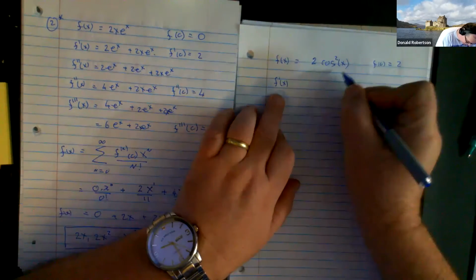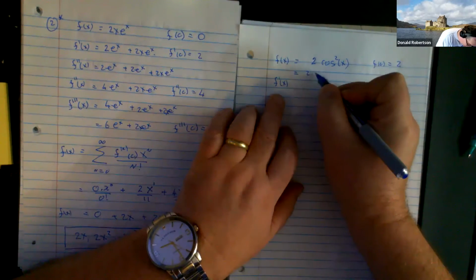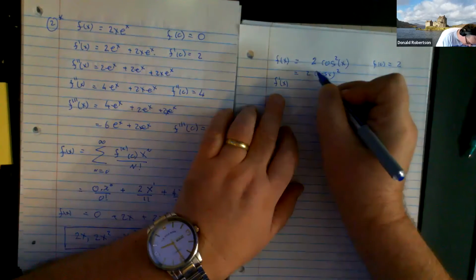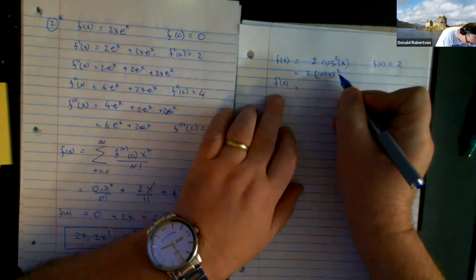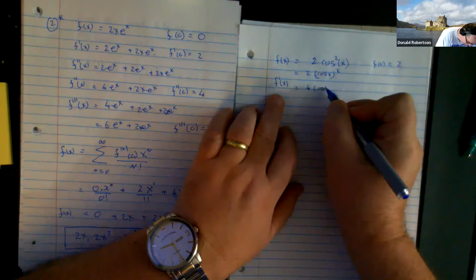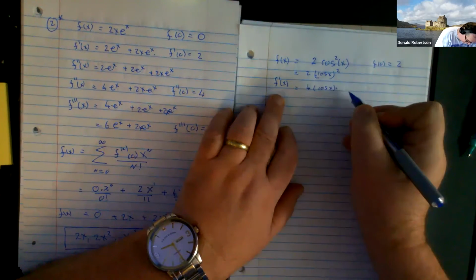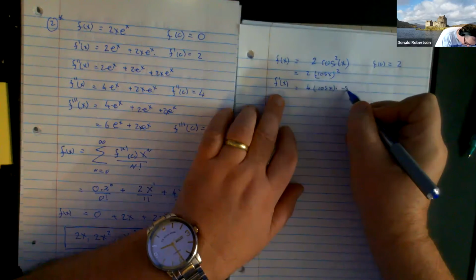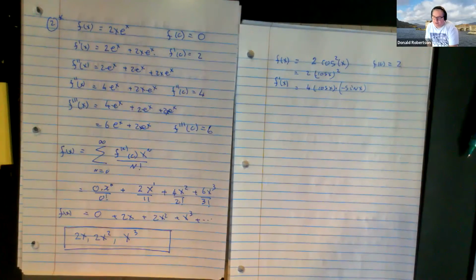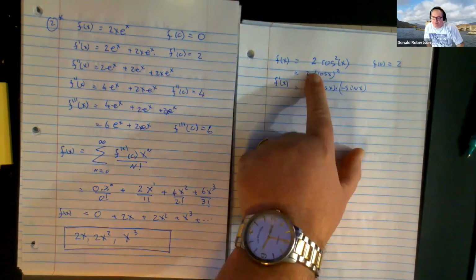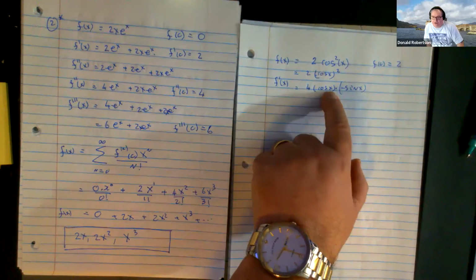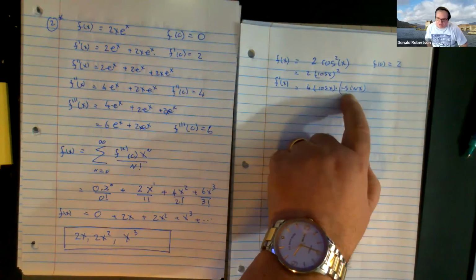If you differentiate this guy, shouldn't you think of them as 2 cosine x's being squared? So this is essentially a chain rule. So it's going to be 4 times cosine x times the derivative of cosine x, which is negative sine x. Are we good so far? If you differentiate 2 cos squared, you get 4 cosine x's times the derivative of a cosine x.